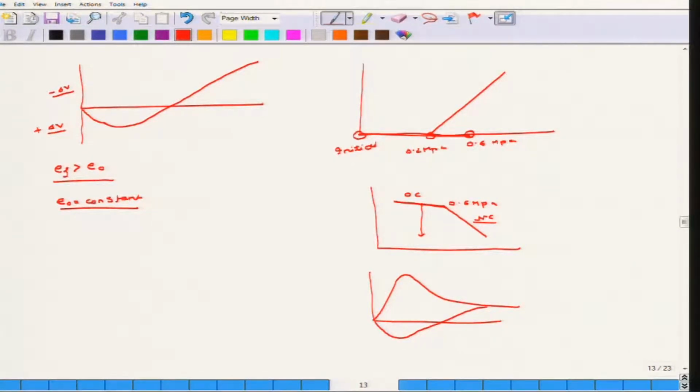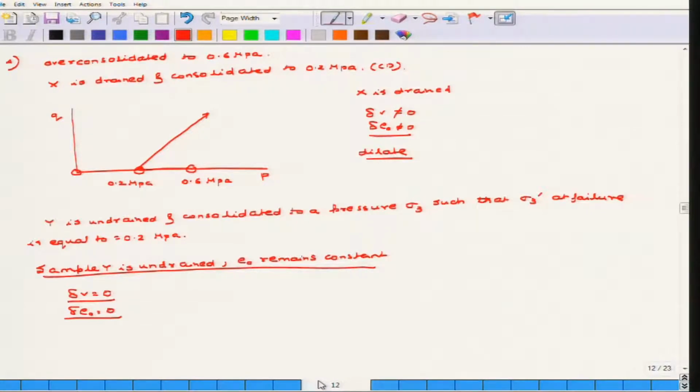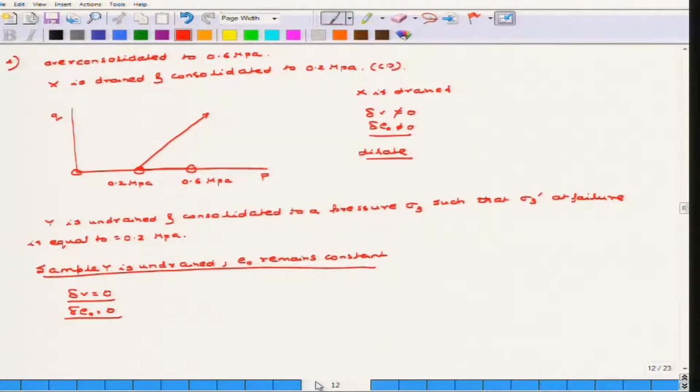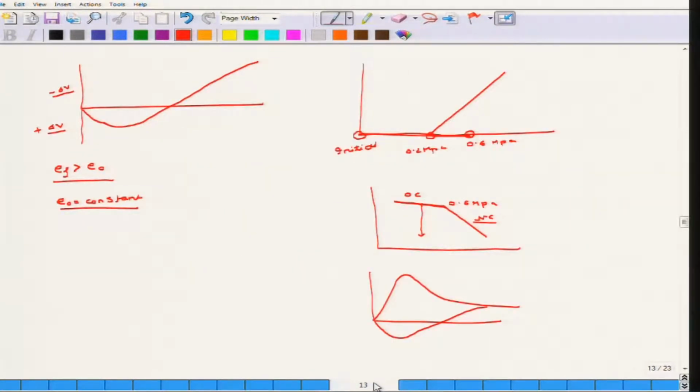Since for the X sample you see that the volume is increasing, or basically the void ratio is increasing, while for the other sample the void ratio is constant. So considering the concept of void ratio, if you remember, since sigma 3 is almost the same, undrained consolidated and drained consolidated, for X the Mohr circle will again be less than the Mohr circle at Y.